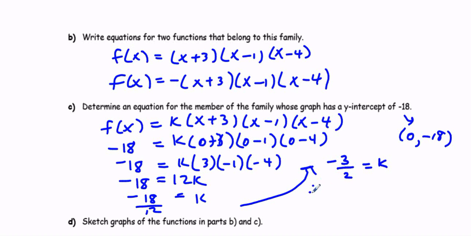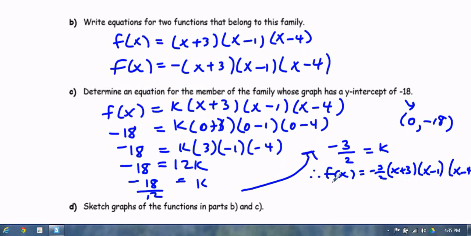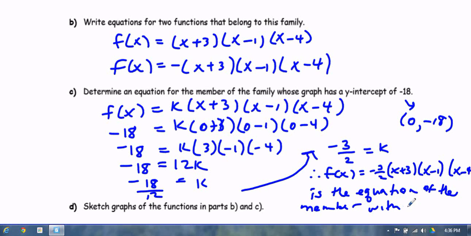What's the equation though? We're going to say the equation is f of x equals minus 3 halves times x plus 3, x minus 1, x minus 4, is the equation of the member with y-intercept negative 18. Okay? All right, and now it says sketch the graph.